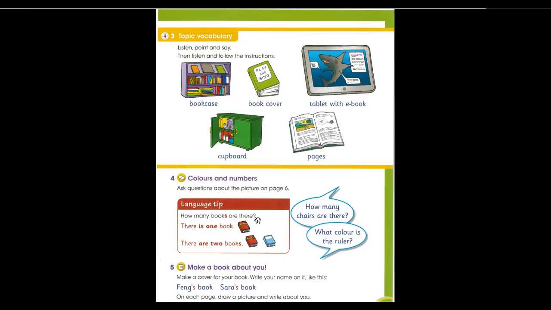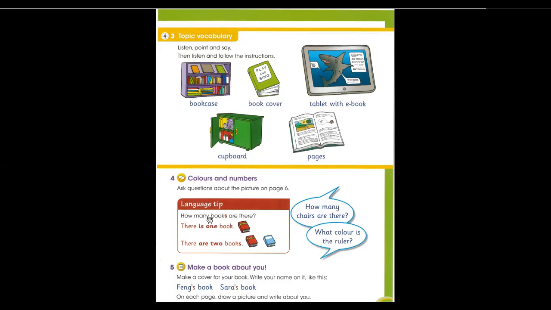So here is a language tip. How many books are there? There is one book. As you can see in the picture, there is one book. There are two books, two, more than one. So for more than one, what do we use? We use are. If there is one, we use is, and for more than one, we use are.